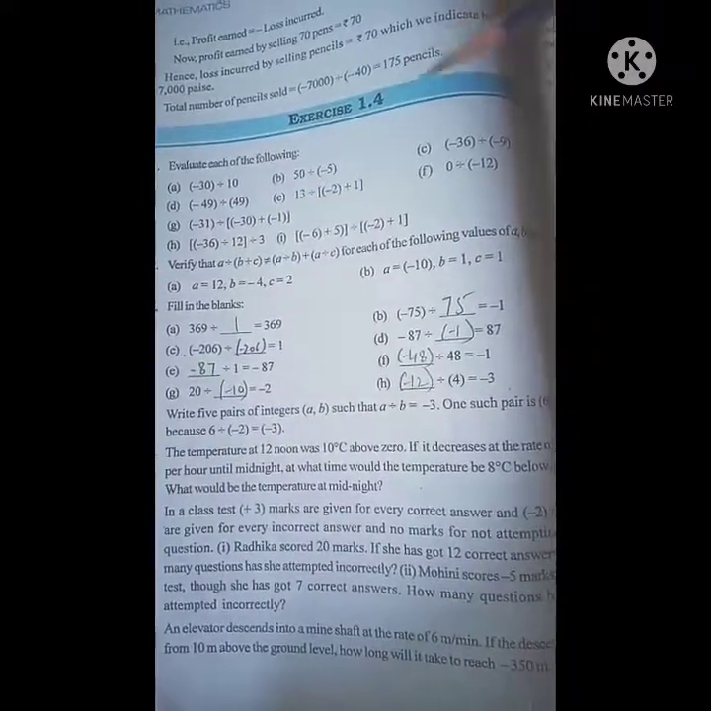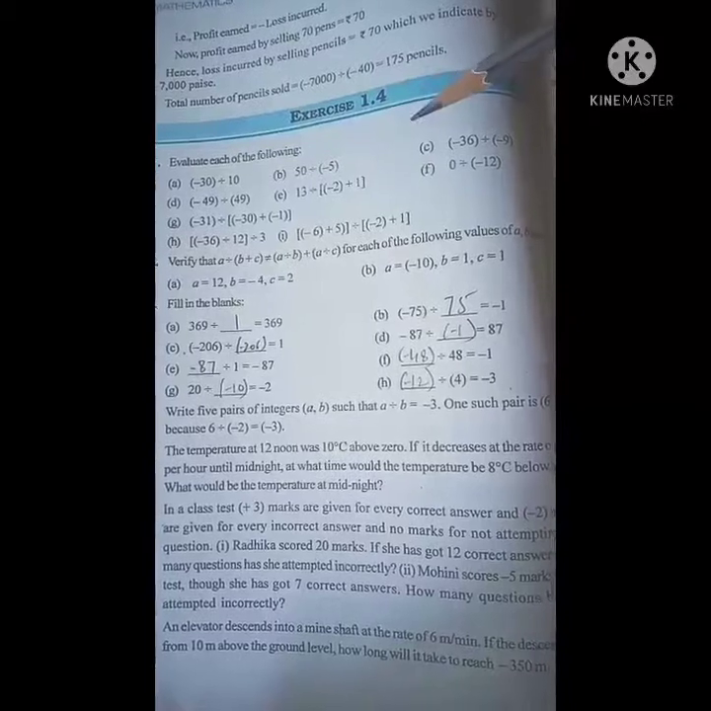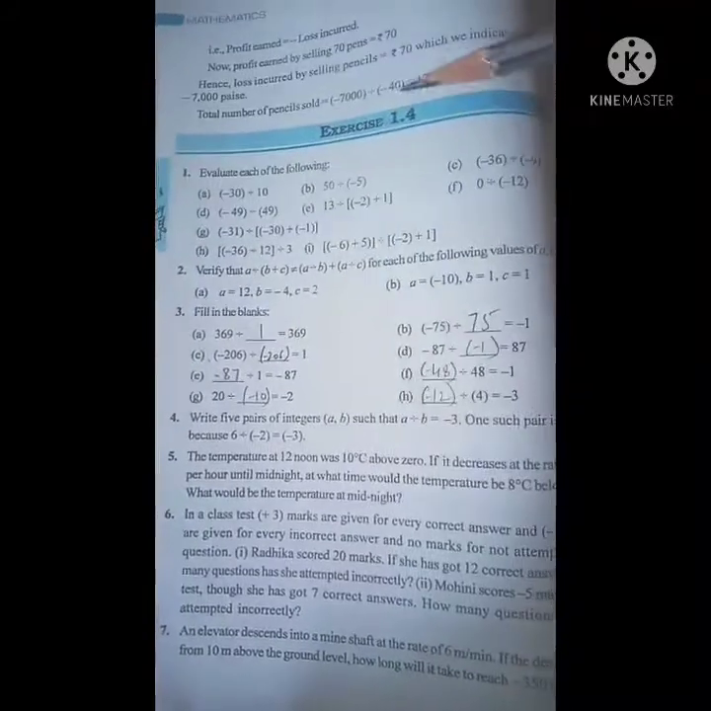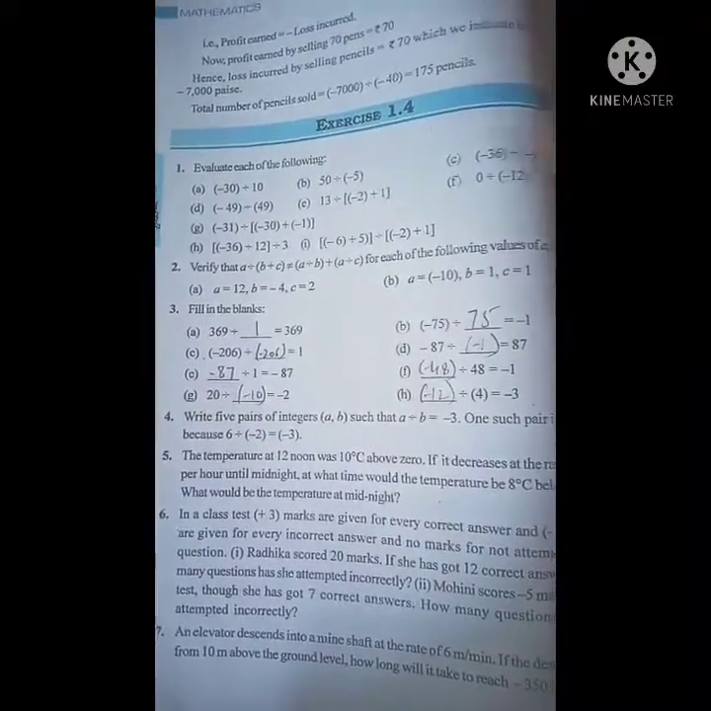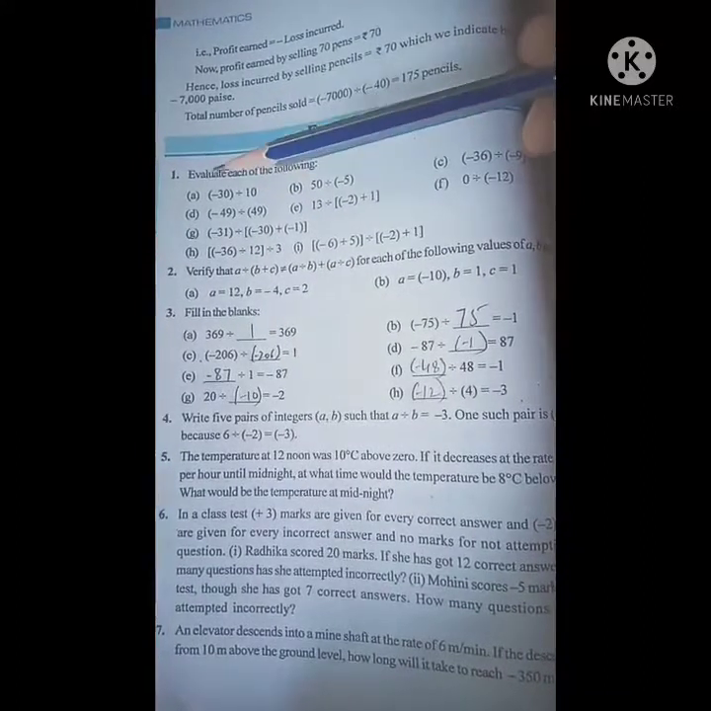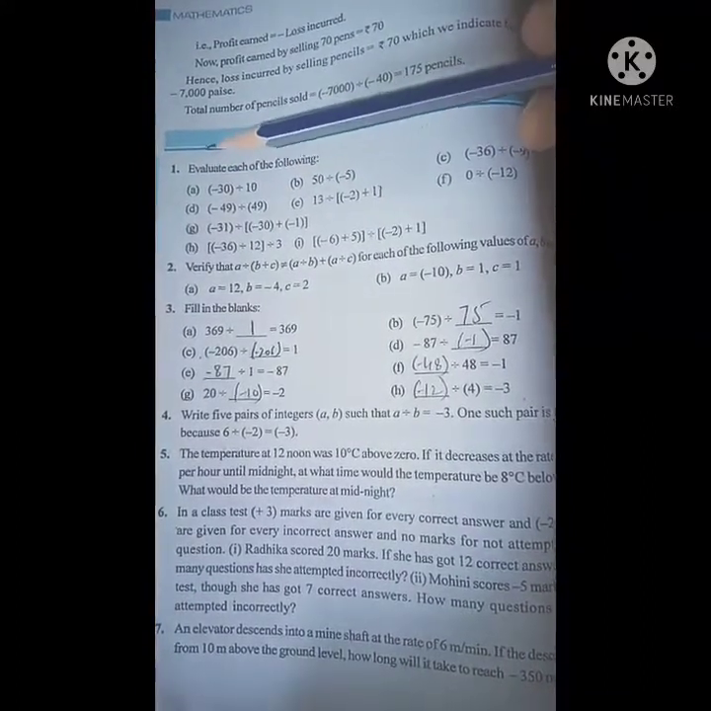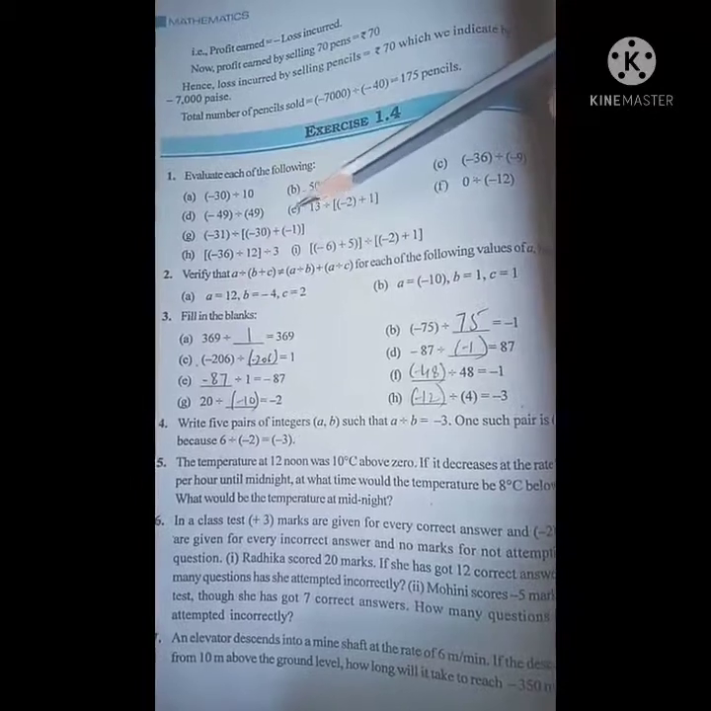Today I am going to start exercise 1.4. In the previous class we studied exercise 1.3. Okay, so let us start exercise 1.4. Go to question number 1. Evaluate each of the following.